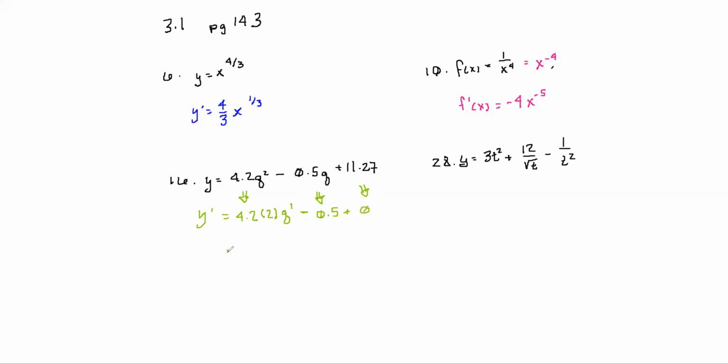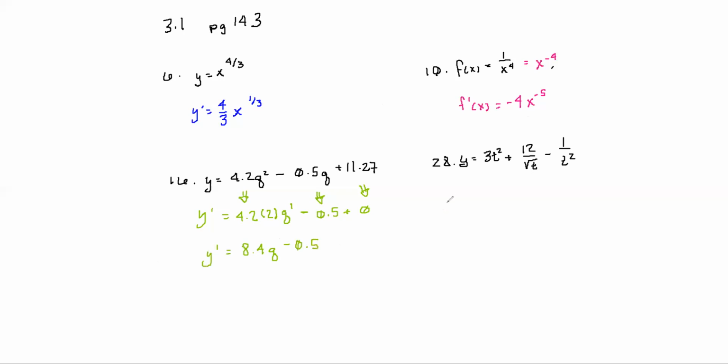So I will write this a little bit clearer. This will be 8.4q minus 0.5. And that's what y prime is equal to. So they can give you a really long chain of all of these things added and subtracted together, but really you just have to do them each individually and then add them all up at the end. Okay, what about this one?